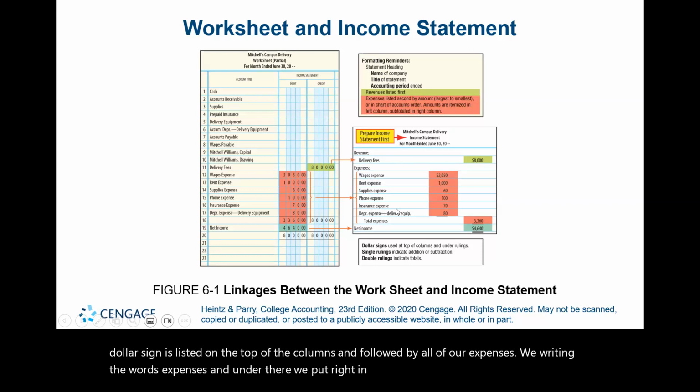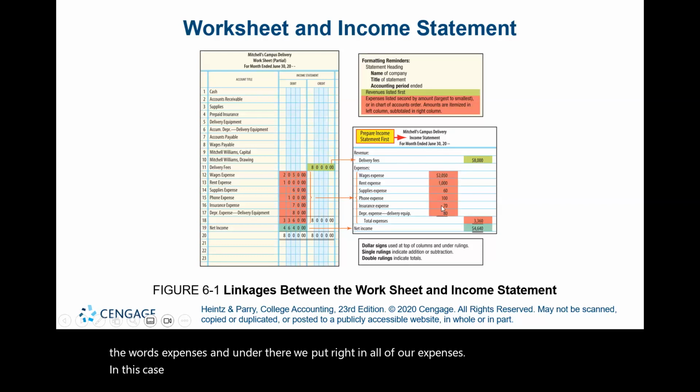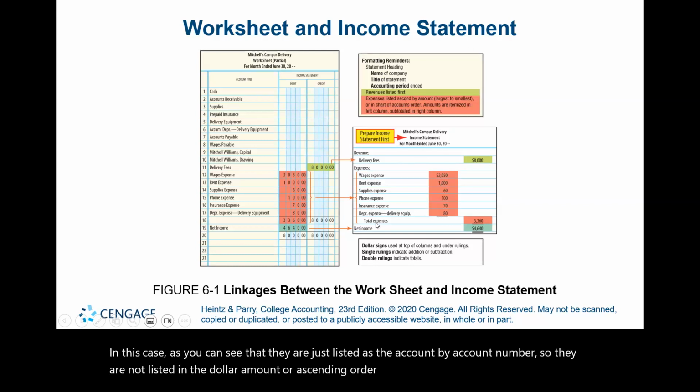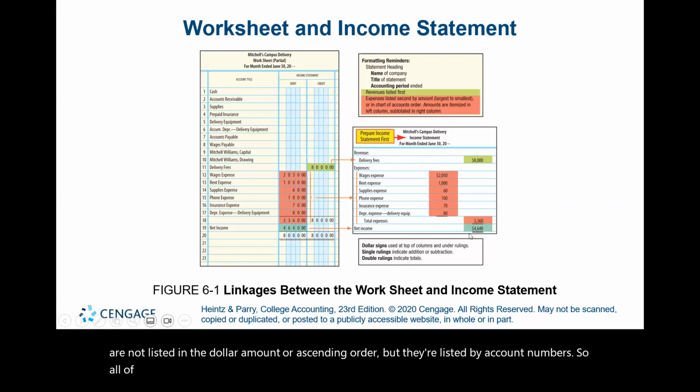In this case, as you can see, they are just listed by account number. So they're not listed by dollar amount or ascending order, but they're listed by account numbers. So all of our expense accounts, we total our expenses and we calculate our net income. As you can see, just what's showing on your worksheet. That income statement information pulled from the worksheet was pulled over to the actual income statement for the end of the period. And as you can see, we have a net income.